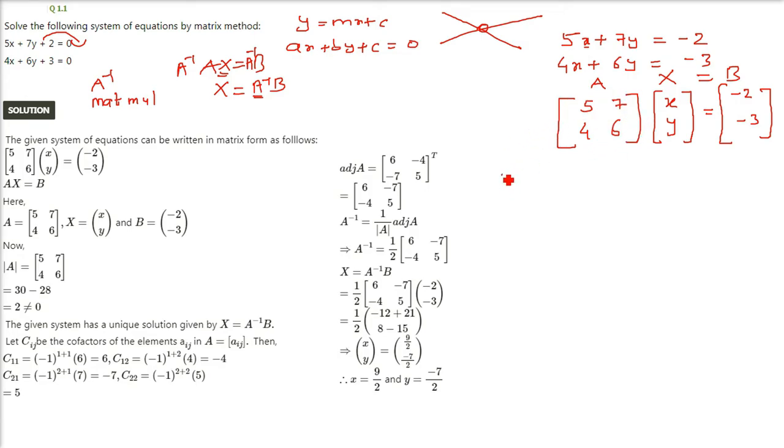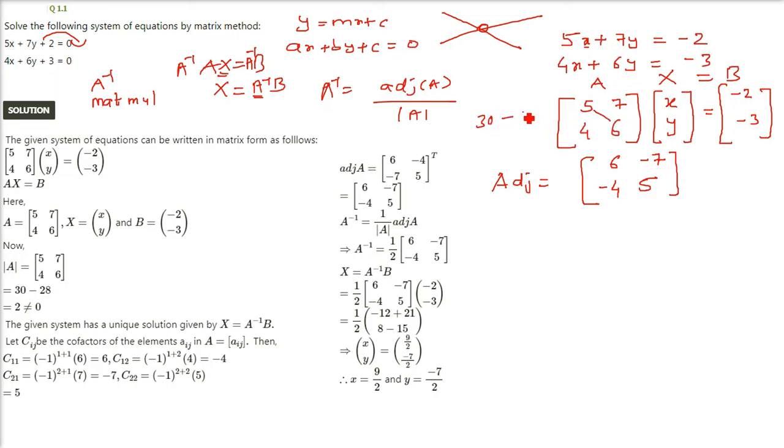Okay, because we need A inverse, what will the adjoint be? This is a 2 by 2 matrix, so it's quite easy. 5 and 6 we are exchanging, so this will be 6, this will be 5. And 4 and 7 will change sign, and this is your adjoint. This is just for 2 by 2. After finding the adjoint, we have to divide it by the determinant, because A inverse is nothing but adjoint of A divided by the determinant of A. The determinant will be 5 into 6, that is 30, minus 7 times 4, which is 28, so it will be 2.